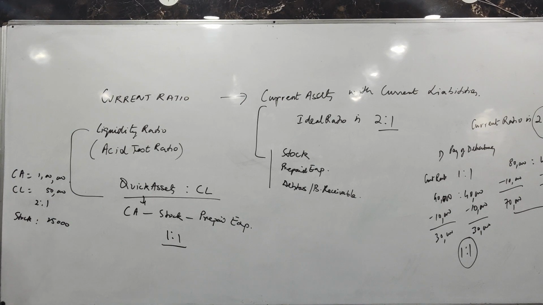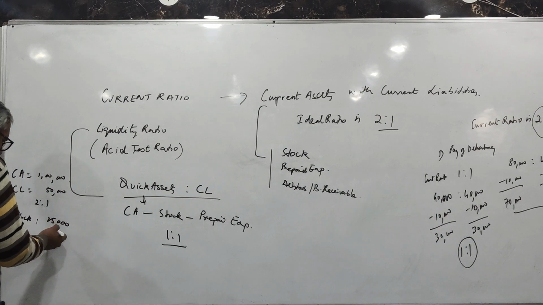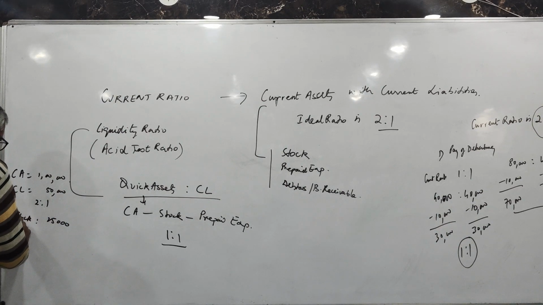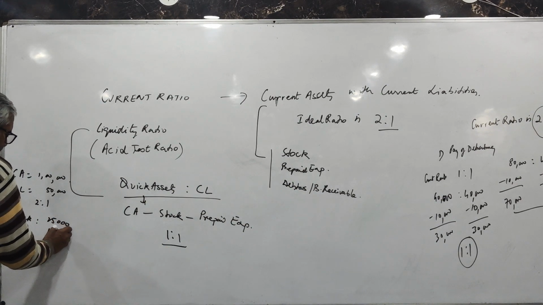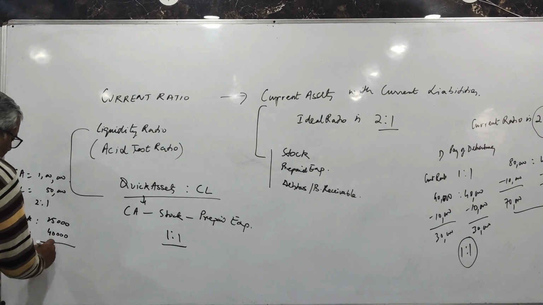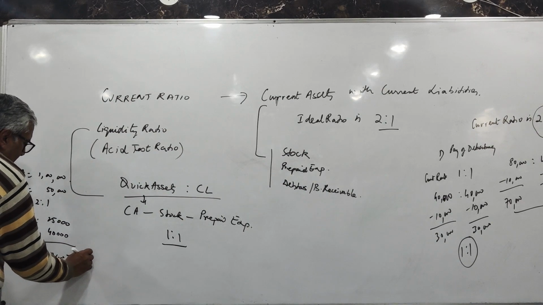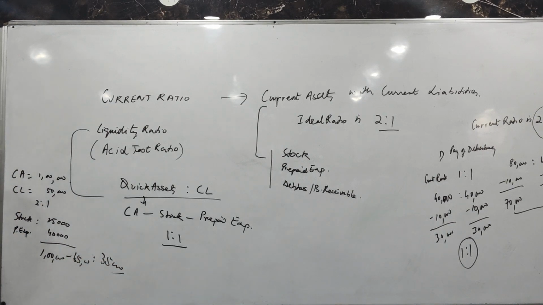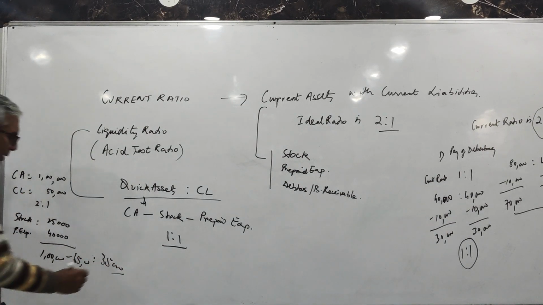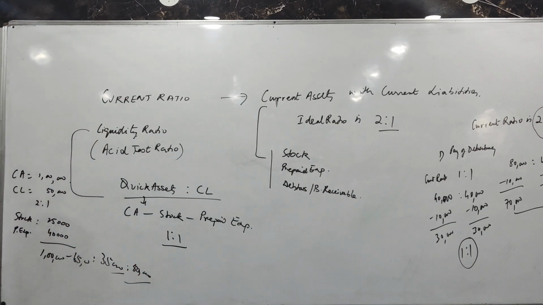You have stock of 25,000 rupees and you have prepaid expenses of 40,000. So हम 1 लाख में से 65,000 माइनस कर देंगे तो हमारे पास 35,000 रह जाएगा क्विक एसेट्स. और अब हम उसको करंट लायबिलिटी से कंपेयर करेंगे तो हमारा रेशियो 1:1 नहीं आएगा, लेस देन 1:1 आएगा.